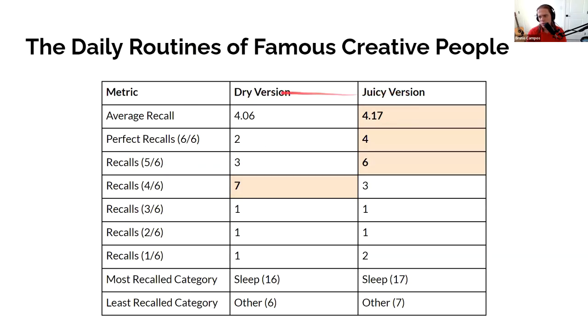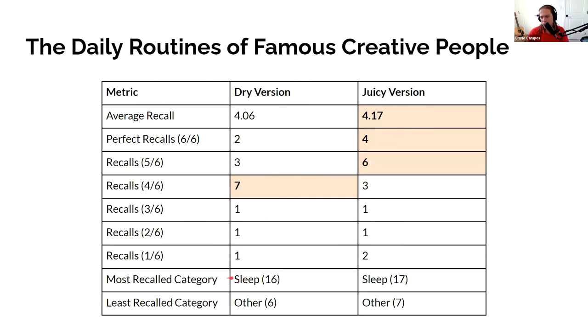The juicy version did better than the dry version in terms of average recall and perfect recalls, 6 out of 6, and total recalls like 5 out of 6. As you can see, even the dry version will succeed for some of them. So 3 out of 6, 2 out of 6, they are almost the same.